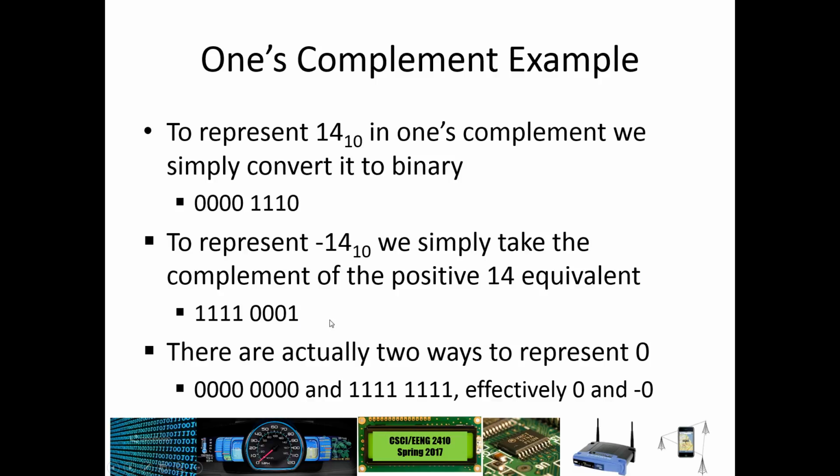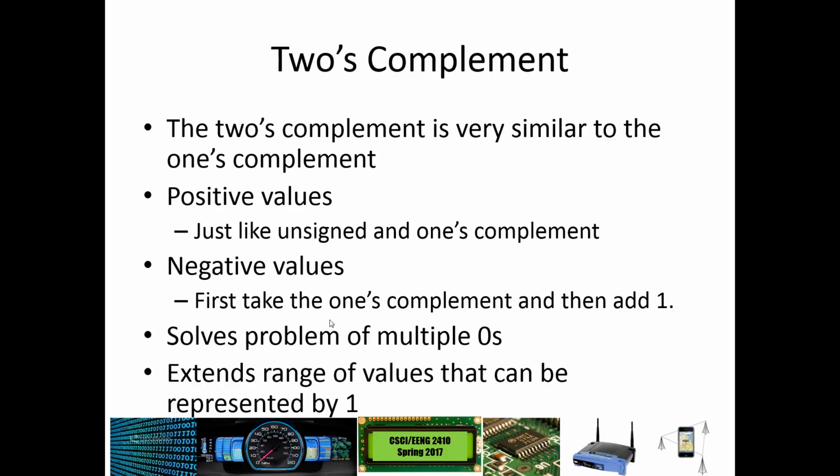This system also has 2 ways to represent 0, because you can have all zeros, obviously representing zero, and then if you complement all of those bits, you now have negative 0 with all 1s. So both the sign magnitude representation and the 1's complement allow us to have both a positive 0 and a negative 0.